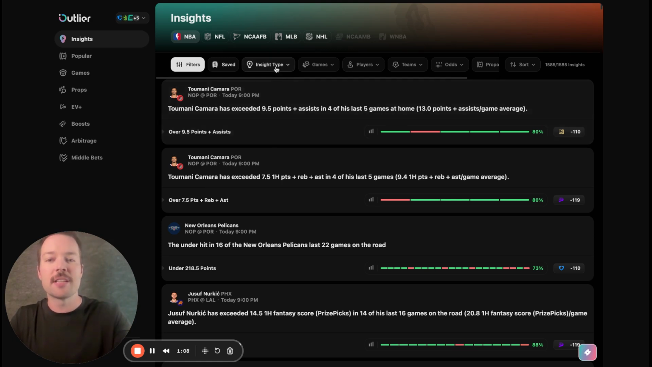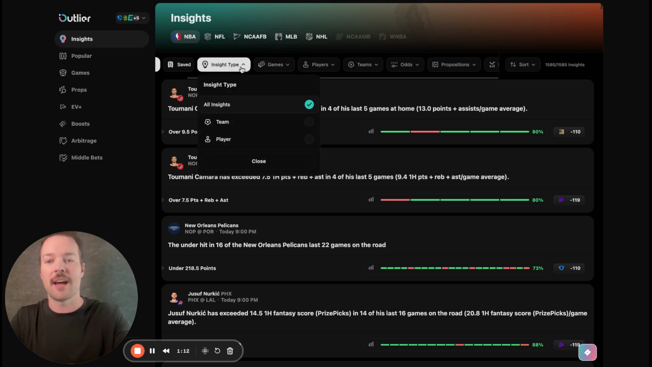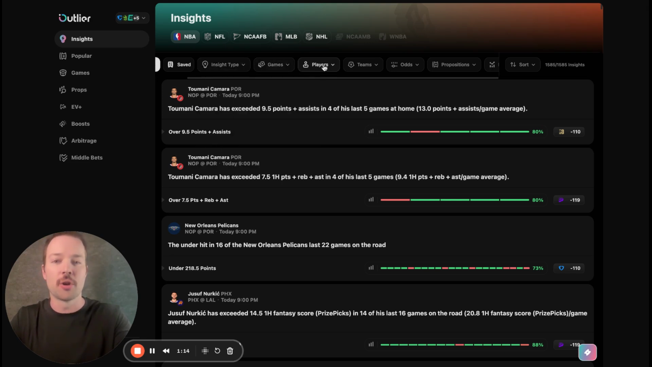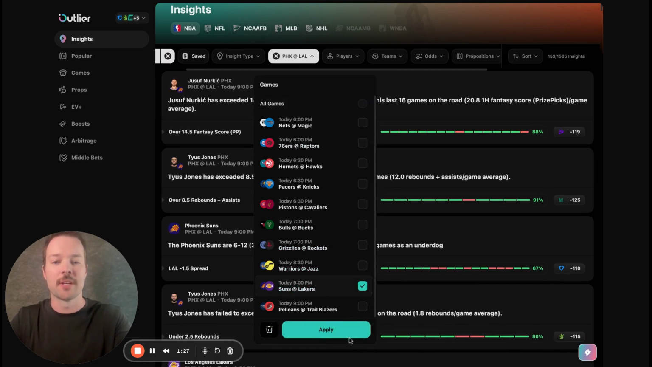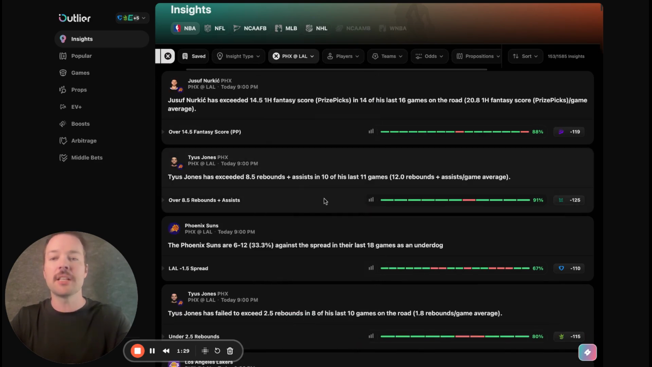So on the very top of the insights tab, you can see all sorts of filters. You could filter by the insight type, team or player. You could look for a specific player. You could look for a specific game, a specific team, long or short odds, etc. Let's actually just go ahead and sort by, I don't know, a game. So let's say we want to look at the Suns and Lakers game for tonight. I'm going to apply that filter. Immediately, you're seeing all of the insights for the Suns and Lakers game.